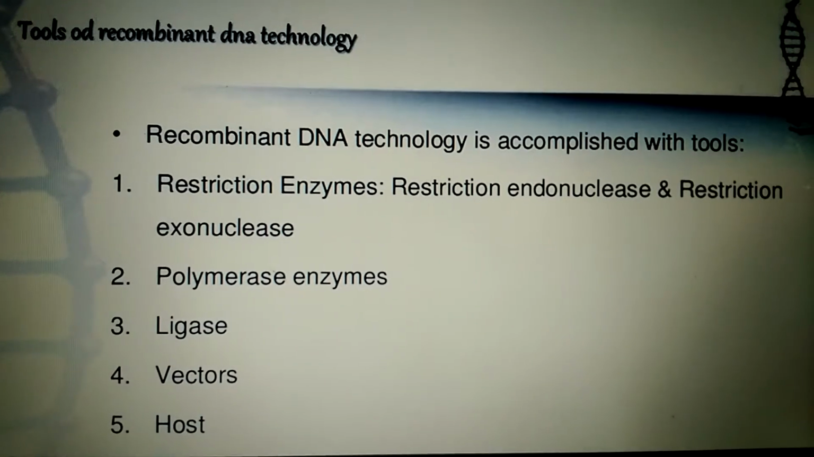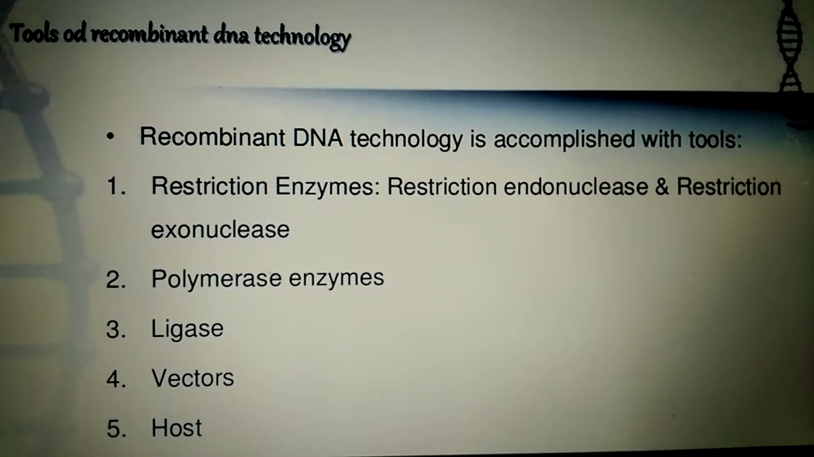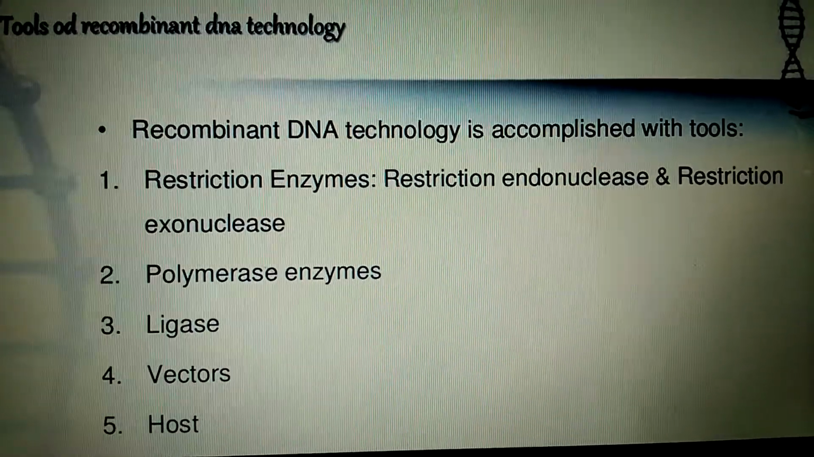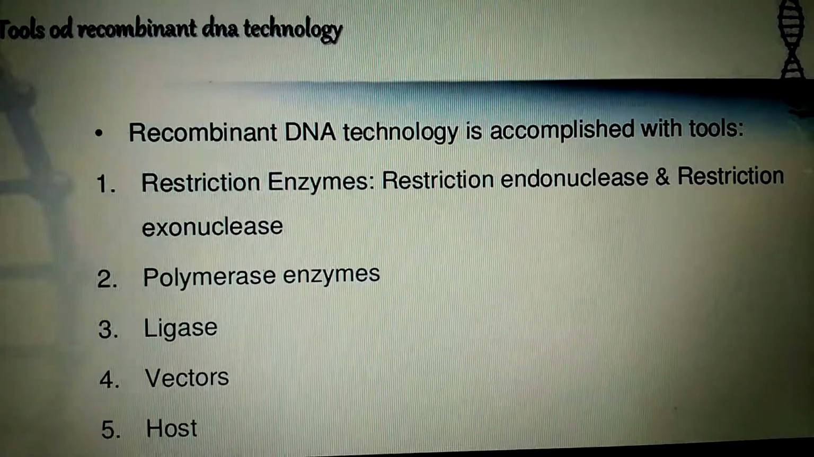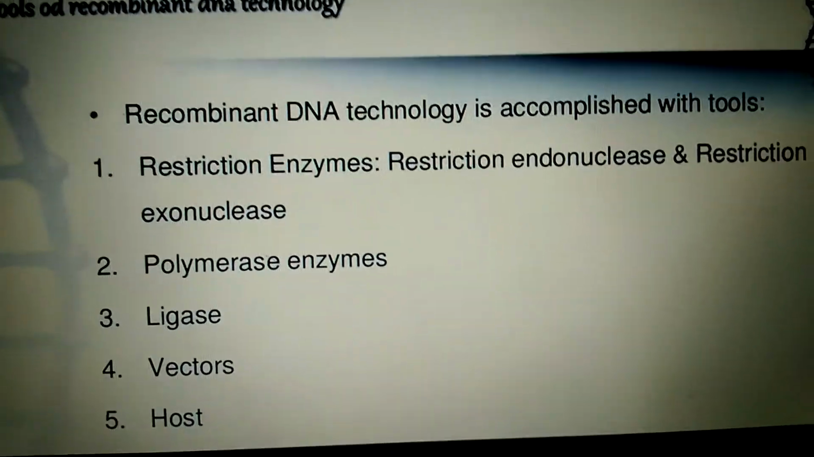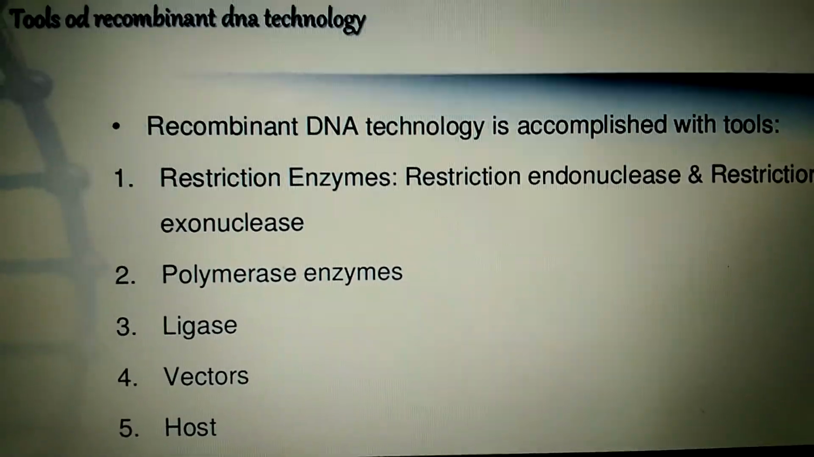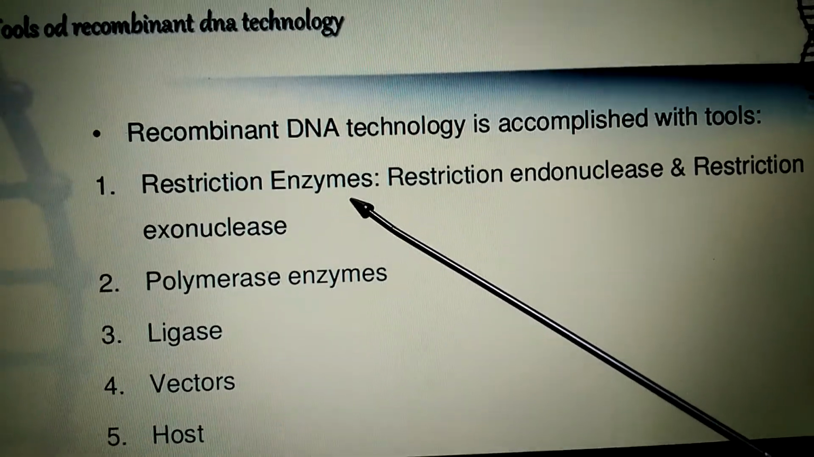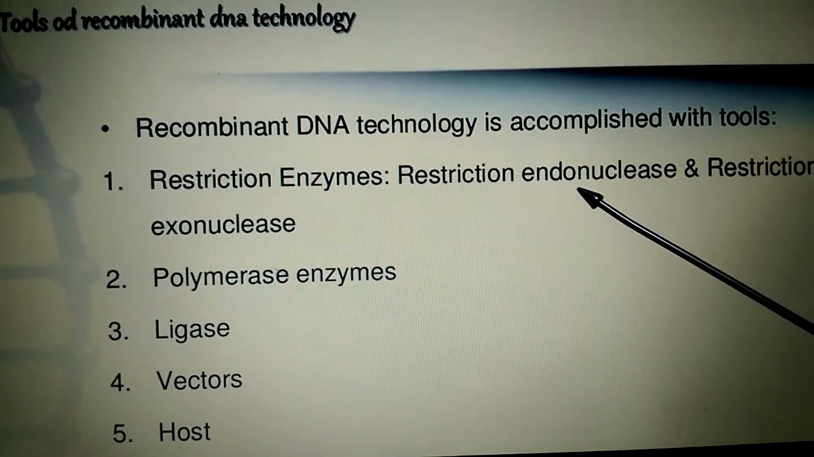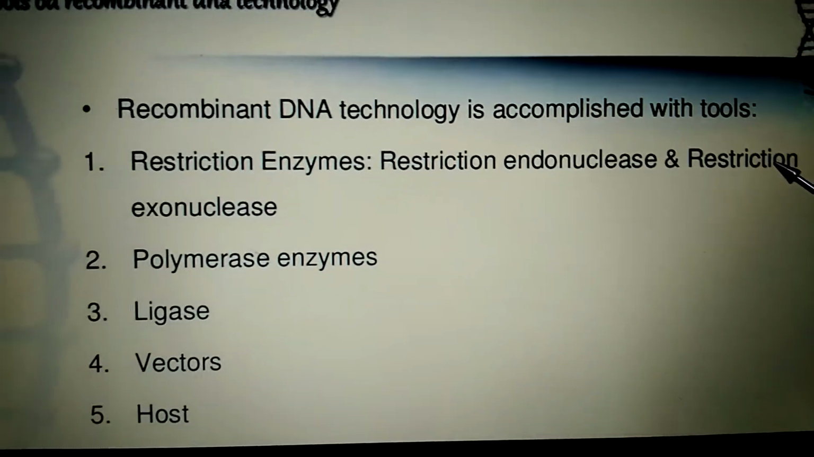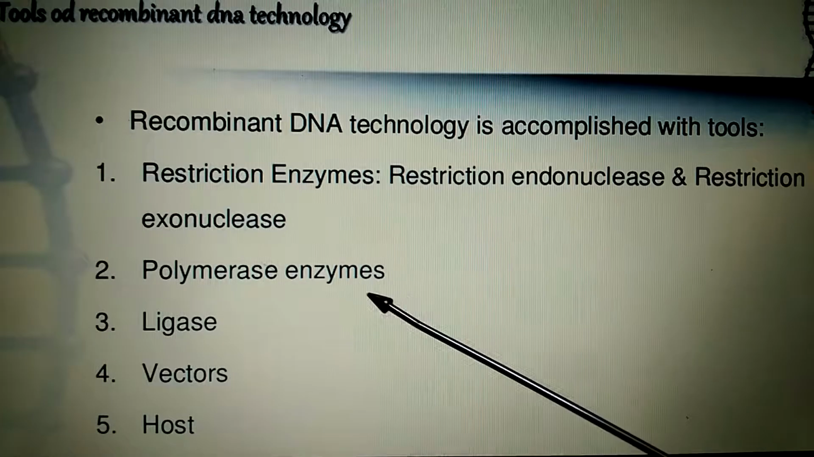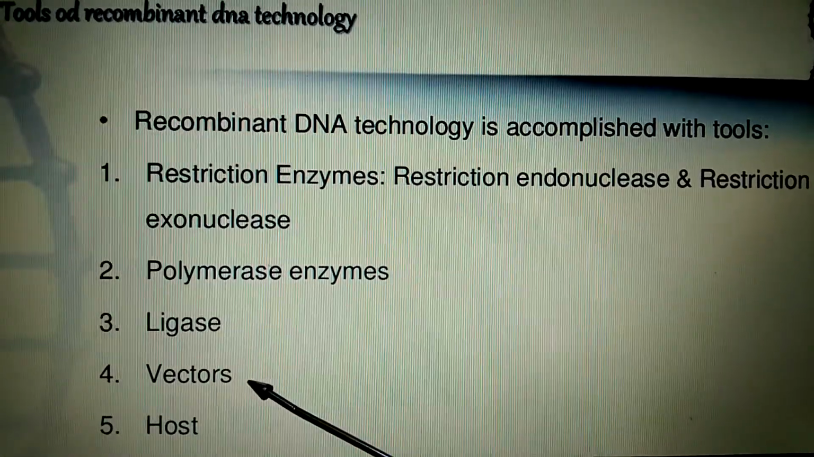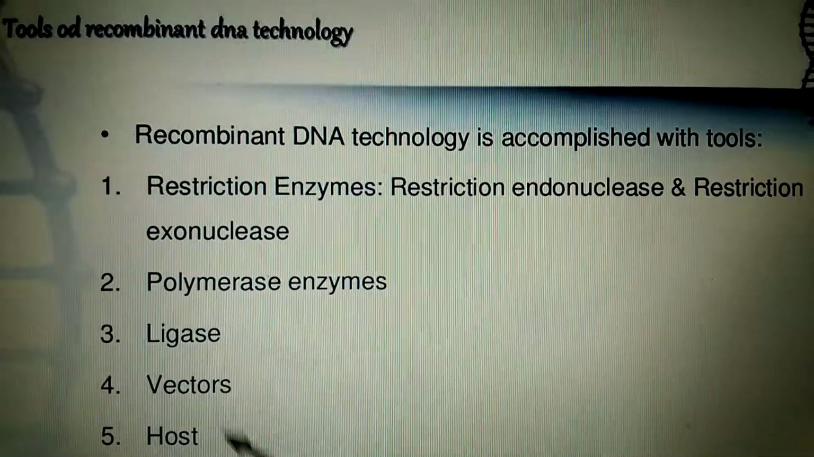After the steps, we are going to see the tools that are required for the process of DNA technology. DNA technology or recombinant DNA technology can be accomplished with the following tools. First is the restriction enzymes. They are of two types: restriction endonucleases and restriction exonucleases. Another one is the polymerase enzyme, ligase enzyme, vectors, and the host.